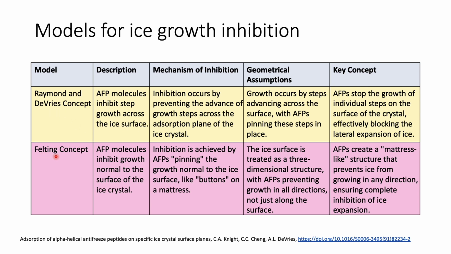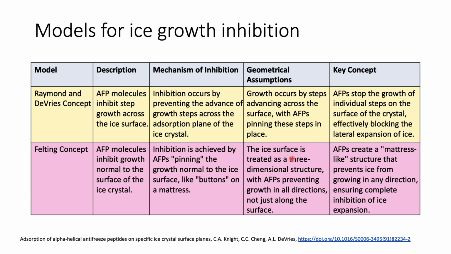Whereas when we talk about the felting concept, here the AFP molecules inhibit growth normal to the surface of the ice crystal, that is perpendicular to the surface of the ice crystal, the growth is actually prevented. Here the inhibition is achieved by AFP spinning the growth normal, that means perpendicular to the ice surface, like buttons on a mattress. So that is how they actually prevent.